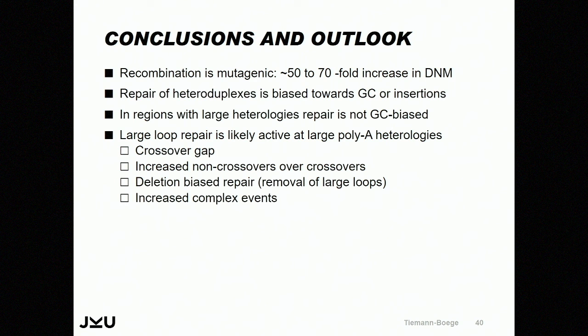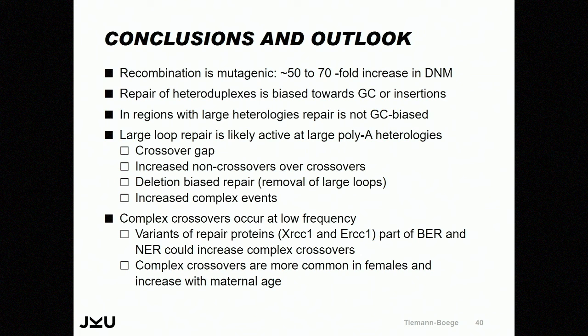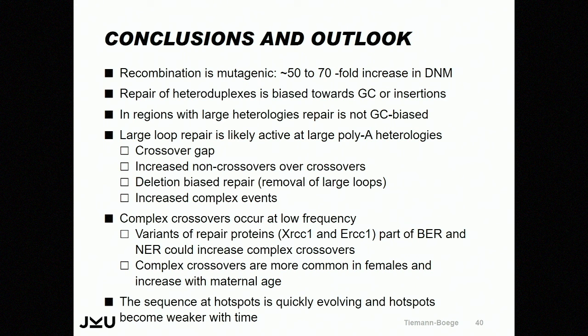And you have an increased number of complex events, which I didn't talk about, but this is also what we see. Complex crossovers occur at a low frequency, but variants of some of these base excision repair and nucleotide excision repair genes could lead to an increase in these complex crossovers, which is also seen in females with age, where complex crossovers are also increased. And as I mentioned, females have a reduced mismatch repair. And finally, I hope to convince you that yes, indeed, DNA sequences at hotspots are rapidly evolving, and that's why we have a whole different mechanism trying to counteract this.